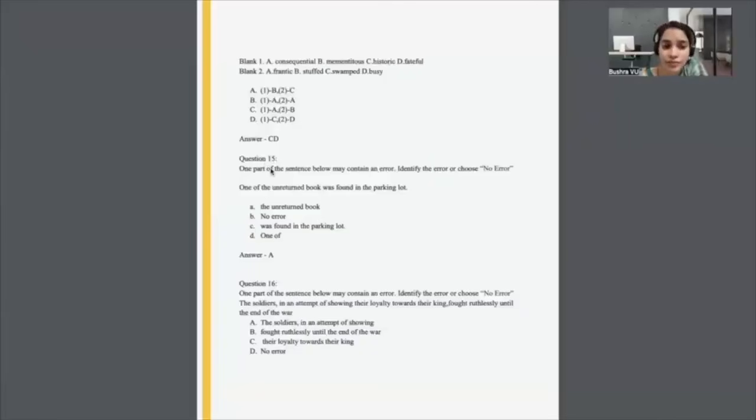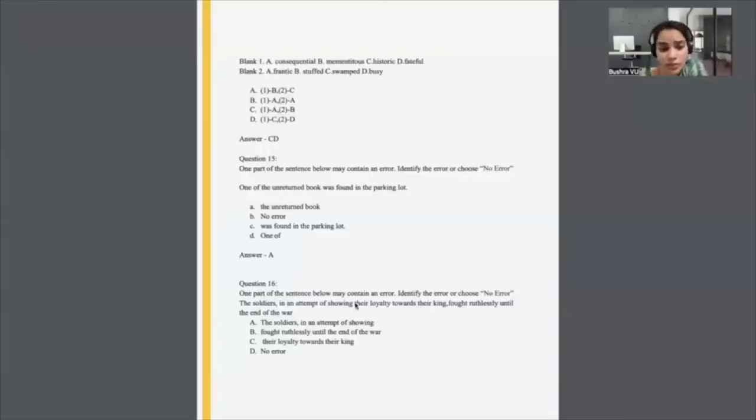Question number 15. One part of the sentence below may contain an error. You have to identify that. If there's no error, then just choose no error. One of the unreturned book was found in the parking lot. Technically, there's no error. But like I told you, this is very tricky. One of the unreturned book. One of the unreturned books, right? One of the lot of books. So that's why this has to be one of the unreturned books. So that's the error here.